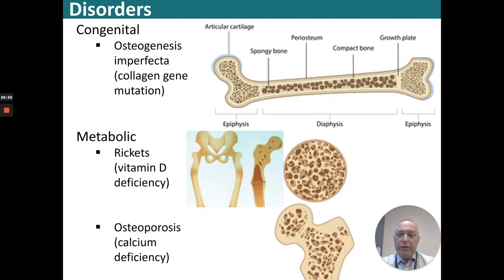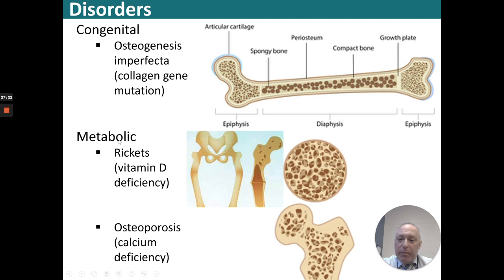So let's look at some of the disorders. We kind of touched on osteoporosis a little bit, but let's start with osteogenesis imperfecta. This is usually caused by a mutation in the collagen gene, and what you get is brittle bones that break very easily. And the diaphysis is the main portion that is brittle.